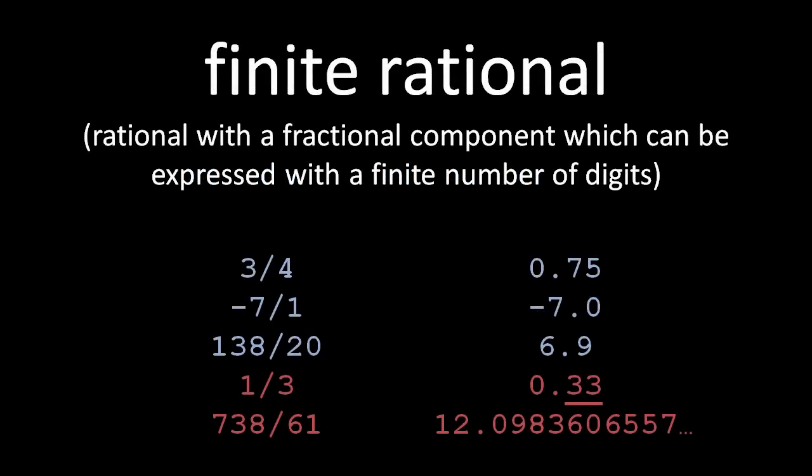Another important thing to realize is that some rational numbers are finite, whereas others are not. A finite rational number is a rational number which can be represented in radix point notation using a finite number of digits. For instance, 3 over 4 can be represented as 0.75, negative 7 over 1 is finite because it can be represented as simply negative 7, and 138 over 20 is finite because it can be represented as 6.9. However, 1 over 3 is not finite because it would take, in fact, an infinite number of 3s to the right of the radix point to fully represent.